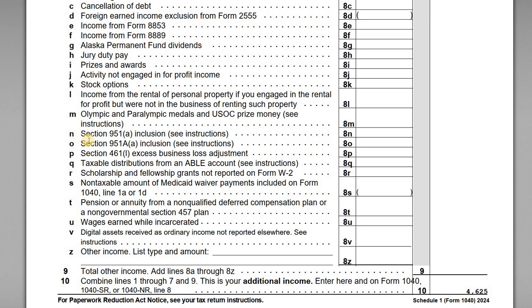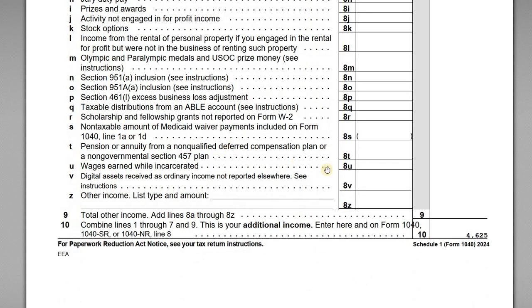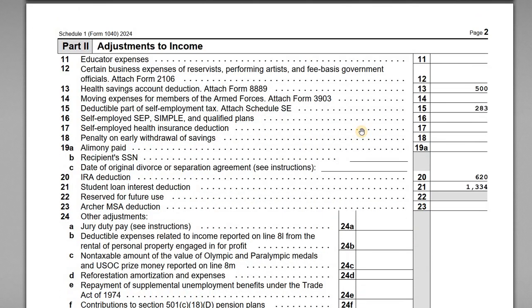You have Section 951A inclusions, that's Subpart F income. 951A is the GILTI inclusion. Right? And so all of these other items, in our case, are blank, but of course, read the instructions, consider all the income you've received during the year, and then find the appropriate line item where it needs to be reported. All right. So if we move on down to the second page, adjustments to income.